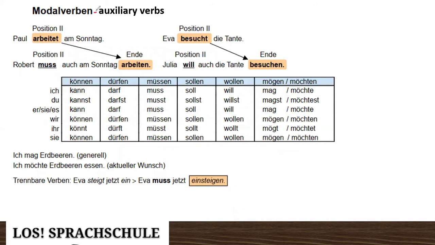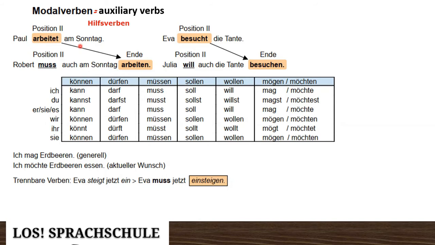Modalverben means auxiliary verbs. Sometimes in German, we say Hilfsverben. Now, if you know a little bit of German already, which I'm sure you do, you kind of understand what Hilfsverben mean. Those are verbs helping out to express something. In a normal sentence, we have subject, verb, object, or another piece of information. For example, Paul arbeitet am Sonntag. Paul works on Sunday. A typical sentence, easy to understand.